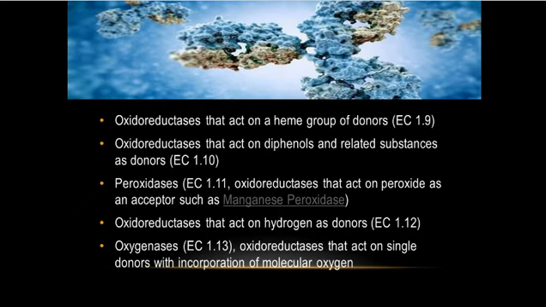Oxidoreductases that act on a heme group of donors, EC 1.9. Oxidoreductases that act on diphenols and related substances as donors, EC 1.10. Peroxidases, EC 1.11, oxidoreductases that act on peroxide as an acceptor, such as manganese peroxidase. Oxidoreductases that act on hydrogen as donors, EC 1.12. Oxygenases, EC 1.13, oxidoreductases that act on single donors with incorporation of molecular oxygen.